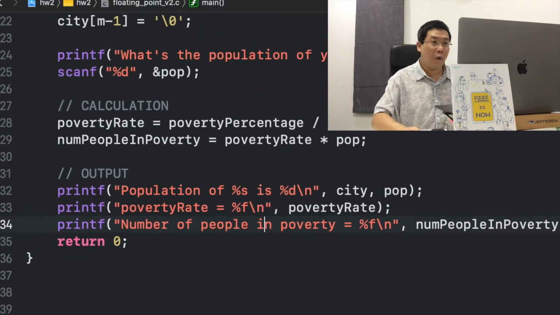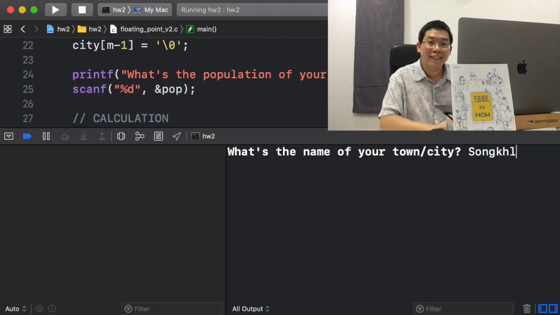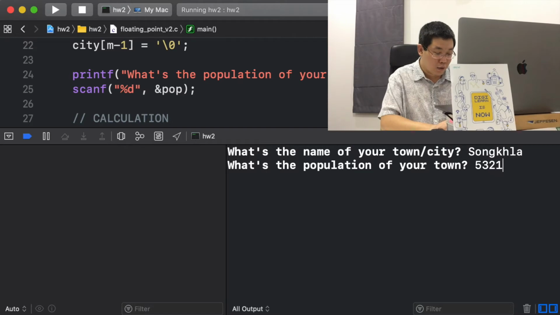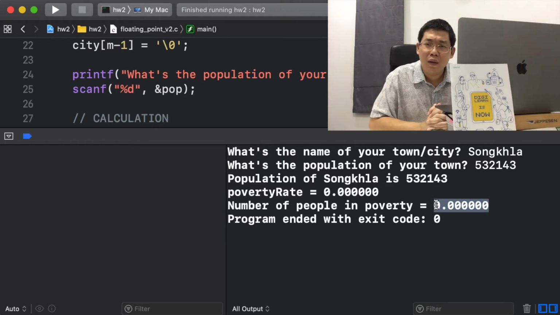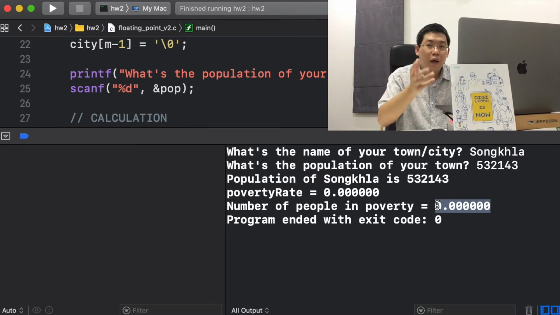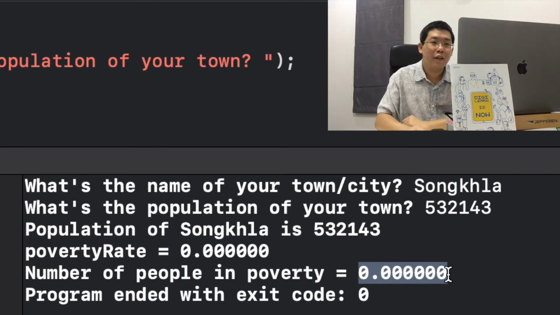Okay, ready, set, go. Population, let me just guess, is 532,143. What happened here? The number of people in poverty equals 0.00000. That can't be right. Did we get our formula wrong? No, we did everything right. How did this happen? Let's take a look line by line.